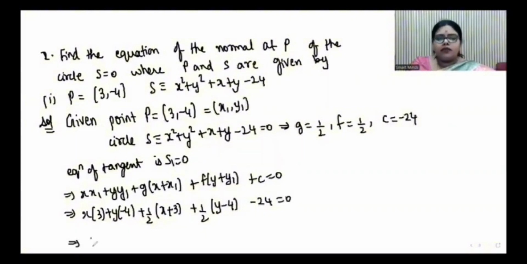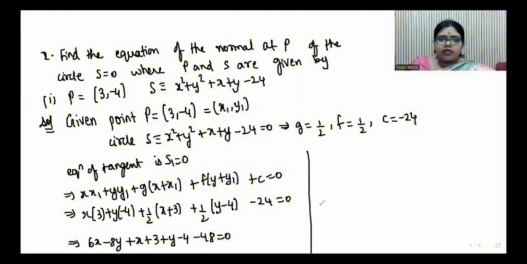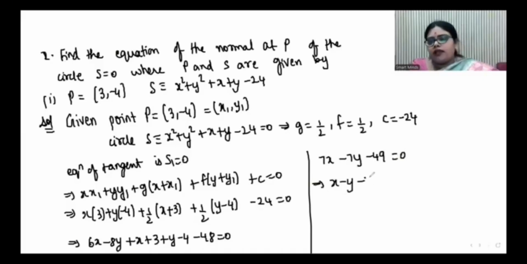Now take the LCM. 6x minus 8y plus (x plus 3) plus (y minus 4) minus 48 is 0. So 6x plus x is 7x, minus 8y plus y is minus 7y. Now 3 minus 48 minus 4 is minus 52. Minus 52 plus 3 is minus 49. If you take 7 common, x minus y minus 7 is 0. This is the equation of tangent.